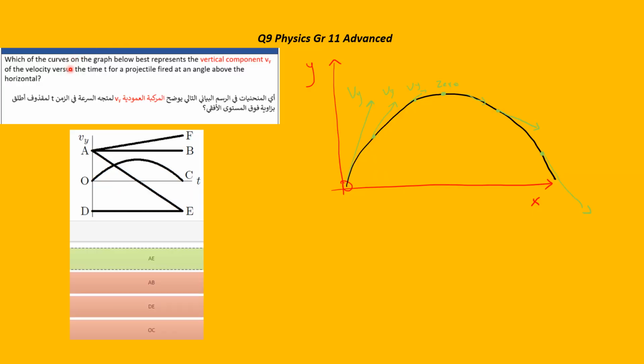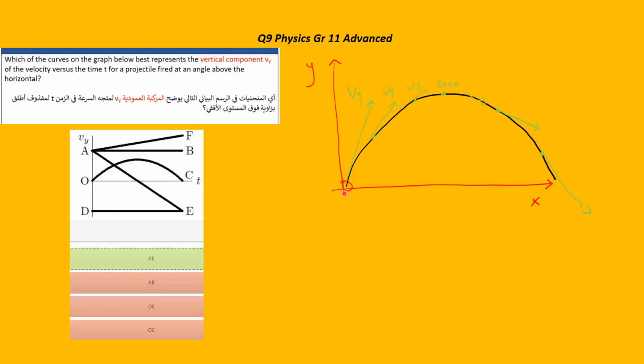Which of the curves of the graph below represent the vertical component Vy? So here we have five options, but four answers. We need to choose one of them. Which one is describing Vy? So that's the case of a projectile.